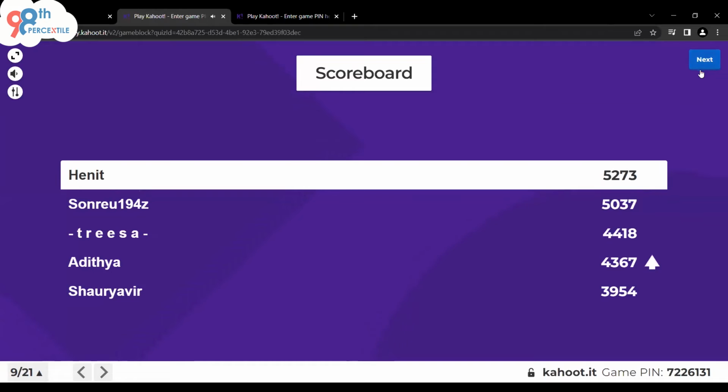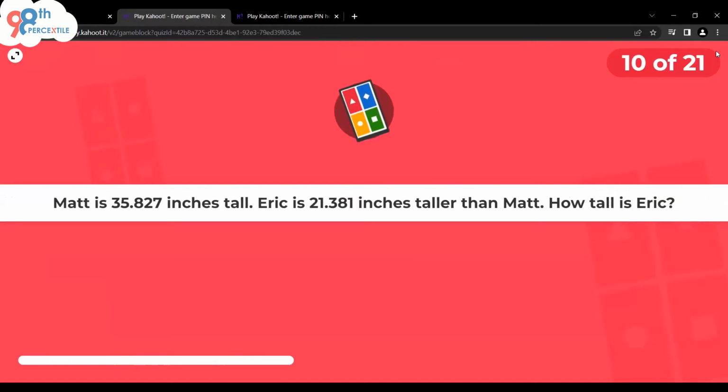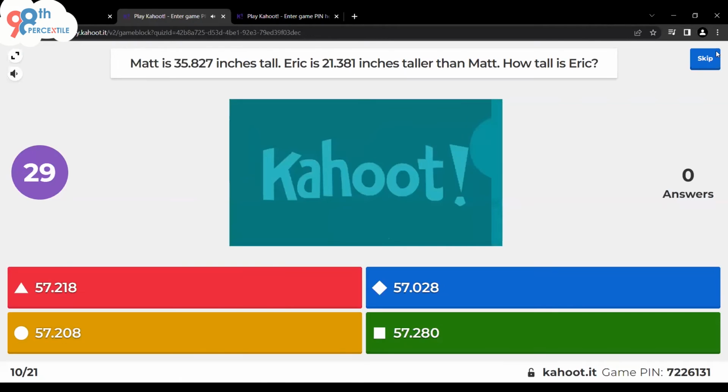So let's see, Hennet, Sonryu, Teresa, Aditya, and Shoravi coming up very nicely for this. So next question. Let's have a look at it, the 10th one. So, okay. Matt is 35.827 inches tall. Eric is so much inches taller than Matt. How tall is Eric? Quickly.